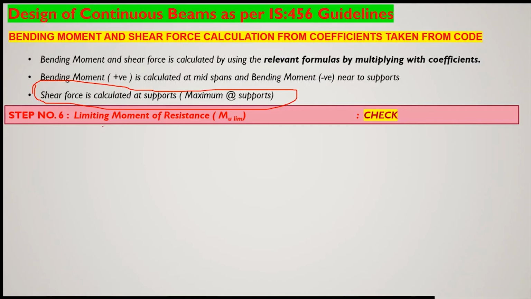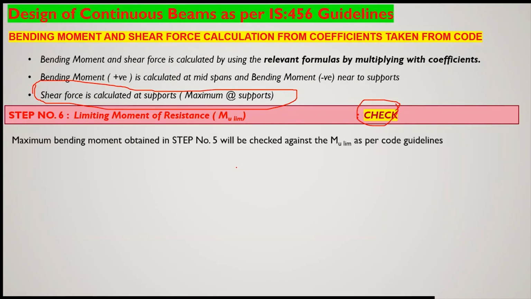Here the code is restricting. The code is putting some limit. You have calculated the bending moment, but here the code is giving you the limiting moment of resistance. Basically, it is a check that you apply based on the grade of concrete, grade of steel, and the dimensions, of how much is the maximum moment of resistance, that is, the limiting moment of resistance, which is allowed by IS 456, or you can say restricted by IS 456.